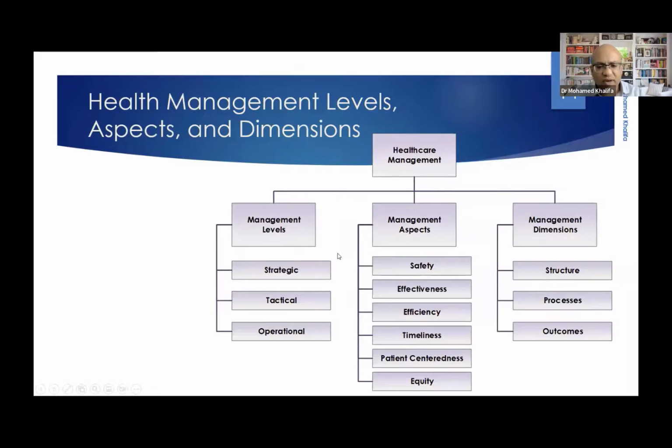So we are teaching the students during their studies how to think of strategic levels, how to think of operational levels, how to design KPIs to improve safety, how to design KPIs that can monitor effectiveness or efficiency, and so on, and then how to create more KPIs related to the outcomes or processes if the defect is within the processes or if the problems are related more to the structures of the healthcare systems.